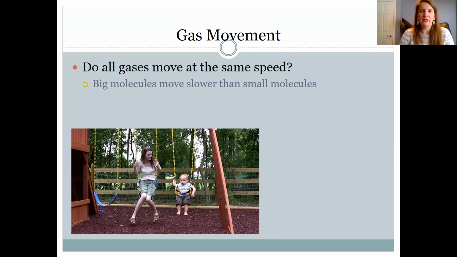So remember that kinetic energy is based on mass and speed. So the masses are going to affect the speed if they're both exposed to the same amount of energy.